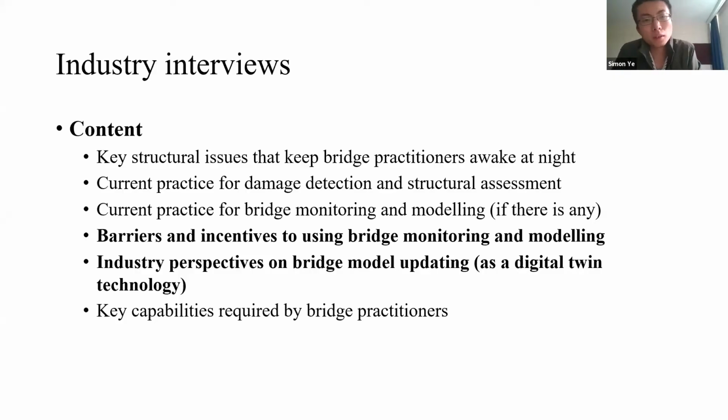So back to this interview. So the contents of this interview include 6 areas. The first one is key structural issues that keep bridge practitioners awake at night. Current practice for damage detection and structural assessment. Current practice for bridge monitoring and modeling, if there is any. The barriers and incentives to using bridge monitoring and modeling. The industry perspectives on bridge model updating as a digital twin technology. And finally, key capabilities required by the bridge practitioners. So I'll be mainly focusing on these two, but I'll also briefly mention the findings from the other ones.